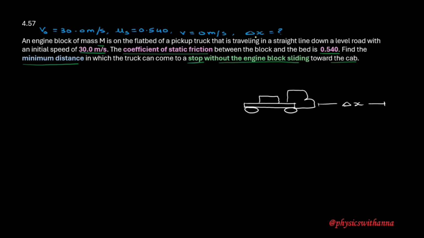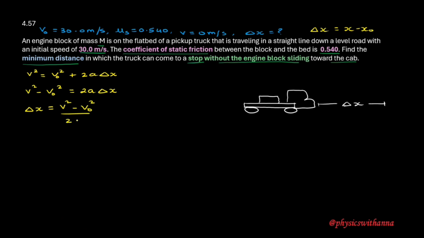Now, if they have given you the initial speed and the final speed, and you want to find the displacement delta x, you can use the fifth equation of motion, which says that v final squared equals v initial squared plus 2a delta x. Delta x can also be written as a change in the final and initial position. We need to find delta x, so we rearrange the terms, move v initial to the other side, so we get v squared minus v naught squared equals 2a delta x. Divide by 2a on both sides to find delta x. We get delta x equals v squared minus v0 squared over 2a.